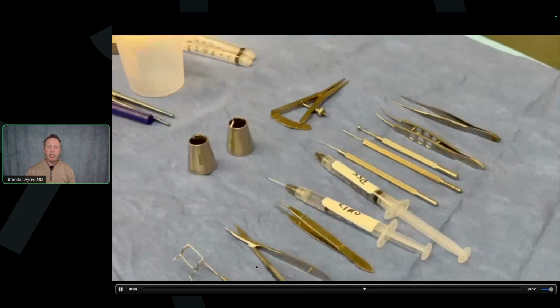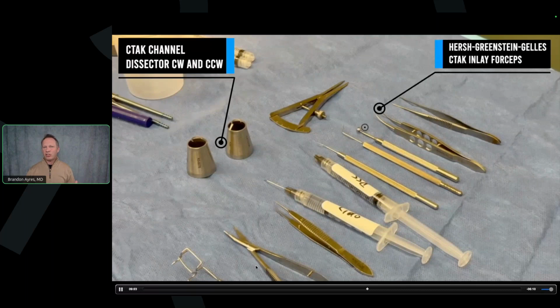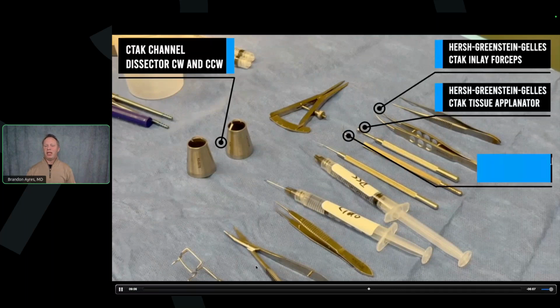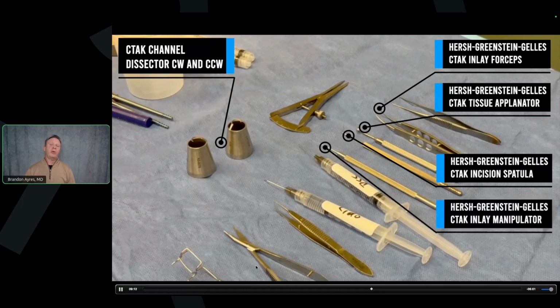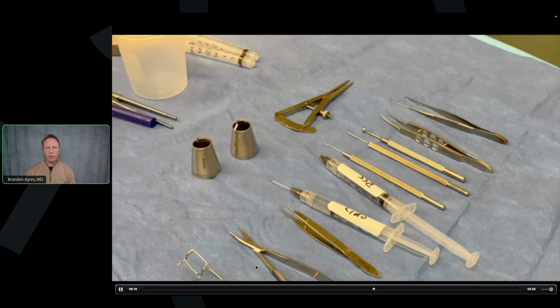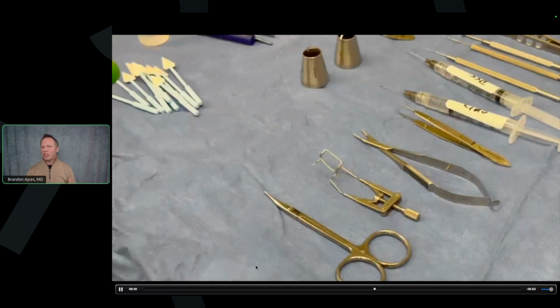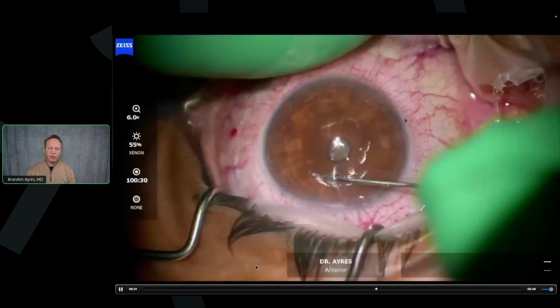A little bit of a look at what our instruments are. These are the clockwise and counterclockwise channeling dissectors. Looks a lot like the intact instruments from years ago, but they've been updated. We've got some forceps that are meant for placing the CTAK and smoothing the cornea. And I think it's actually pretty cool that industry has been very interested in making instruments to make CTAK more straightforward and easier. It really doesn't take a lot of instruments though. And once you get the hang of it, it's really quite straightforward.